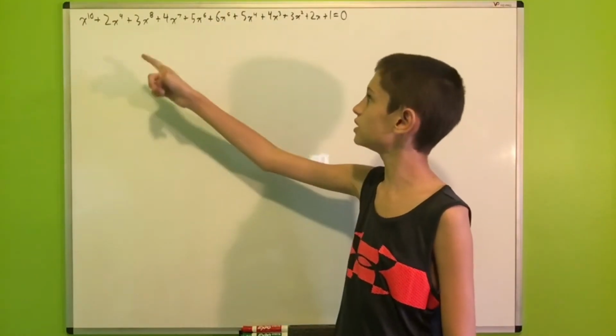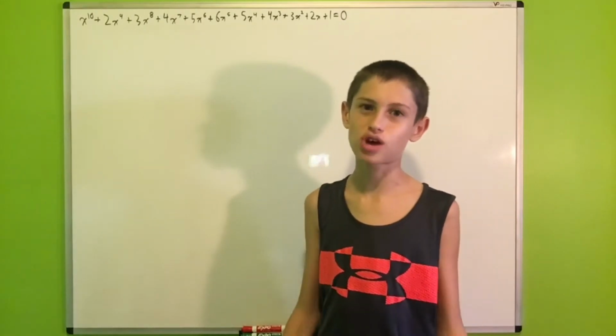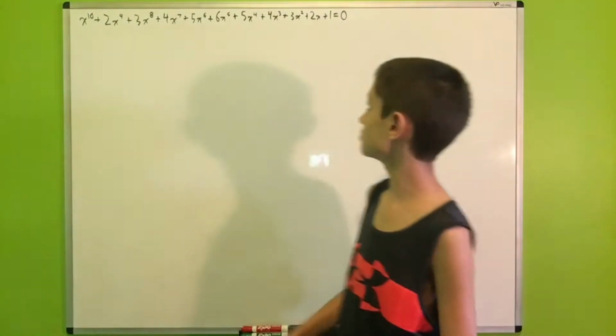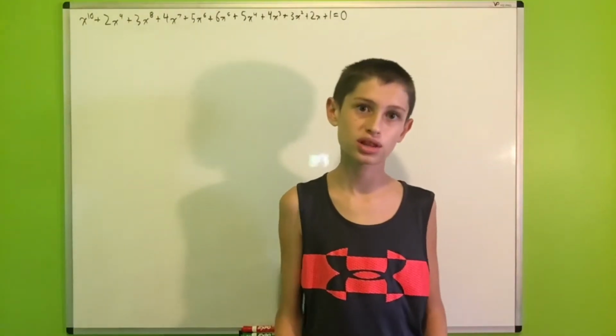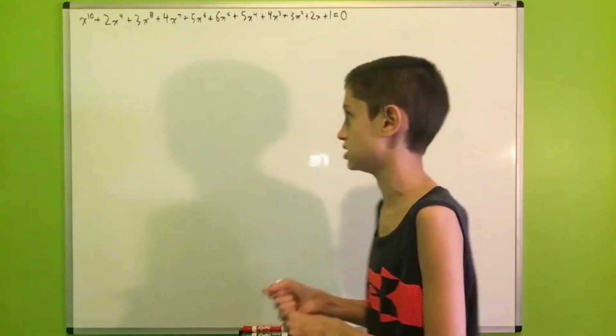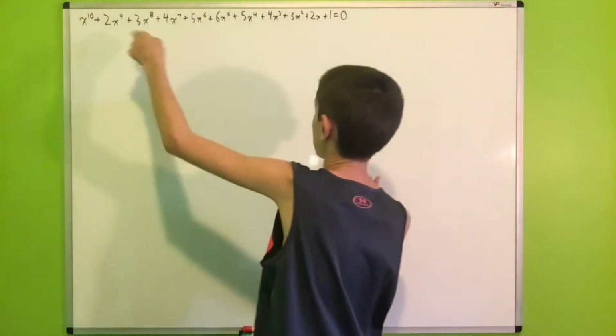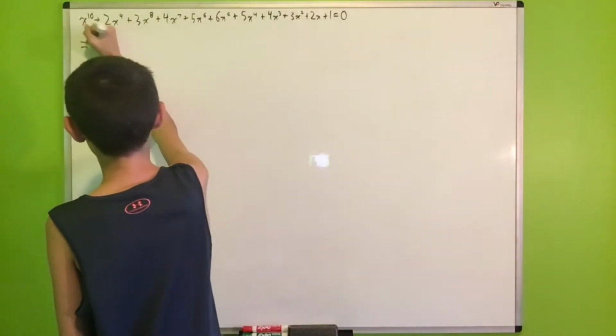Well, it might be a good idea to factor this into things like linear terms and quadratics, because then we can make use of the zero product property and solve for each linear term and quadratic term respectively. And here's how we are going to proceed. First, I would like to decompose all of the terms of this polynomial like this.